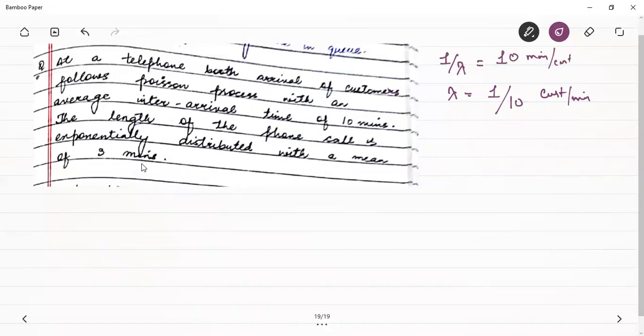देखिए सर्विस के लिए कौन आ रहे हैं, सॉरी, अराइवल्स कौन है, people, and the length of the phone call is actually the service. ओके, देखिए यहाँ पे सर्विस प्रोवाइडर कोई ह्यूमन बीइंग नहीं है. You can see that in this case the service provider is the telephone. ओके, टेलीफोन सर्विस प्रोवाइडर है. So the length of the phone call is exponentially distributed with a mean of 3 minutes.